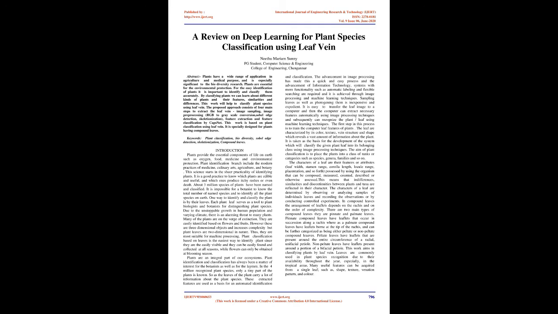They are easily identified based on flowers and fruits. However, these are 3-dimensional objects and increase complexity, but plant leaves are 2-dimensional in nature. Thus, they are most suitable for machine processing. Plant classification based on leaves is the easiest way to identify plants, since they are easily visible and can be easily found and collected in all seasons, while flowers can only be obtained in blooming season.